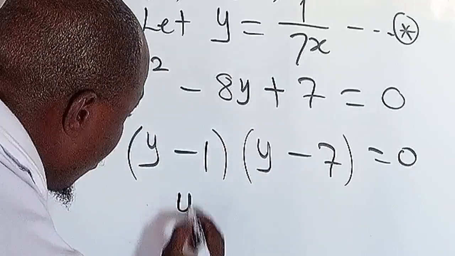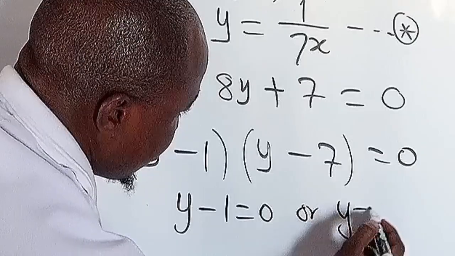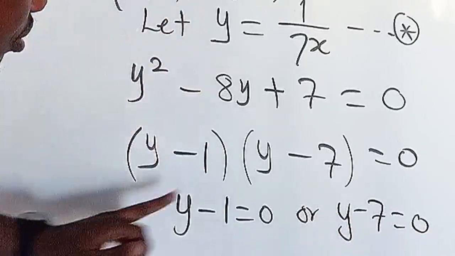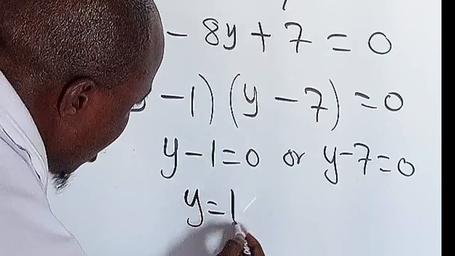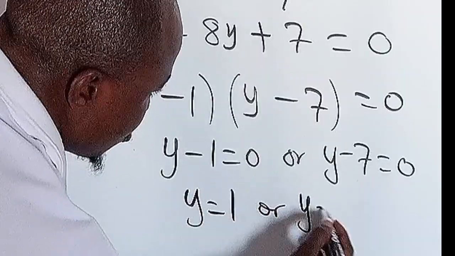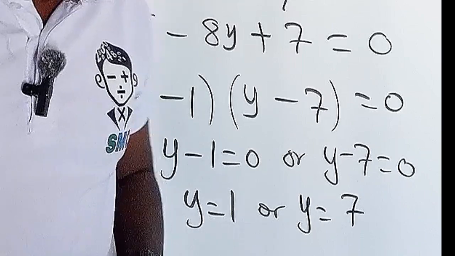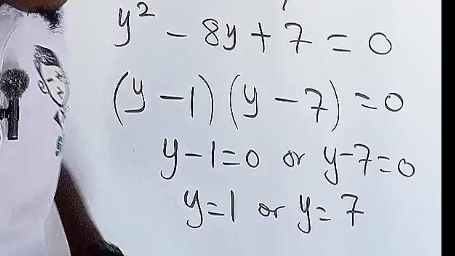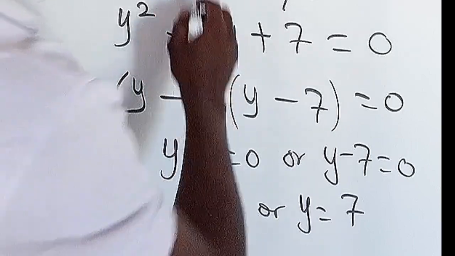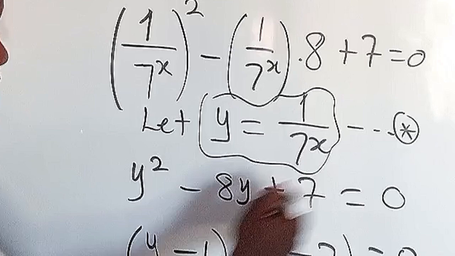So from there, we have y minus 1 equal to 0, or y minus 7 equal to 0. So you are going to have y equal to 1, or y equal to 7. But it is not y we are looking for. Y is not our variable. Our main variable is x. So we need to go back to where we mentioned y to be this.